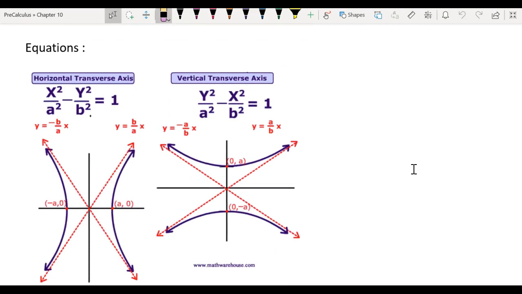The equation for this is similar to an ellipse. The only difference is that it is minus instead of what an ellipse was adding. Okay?